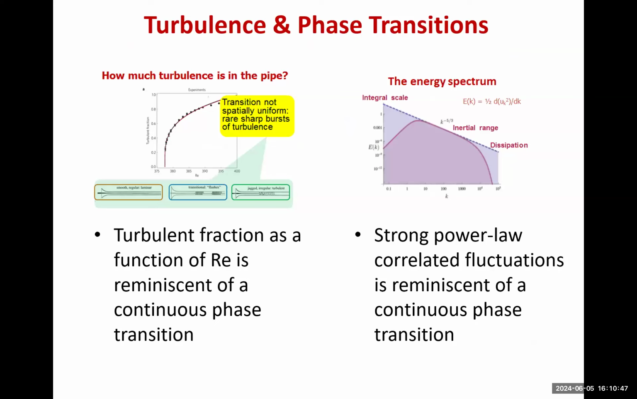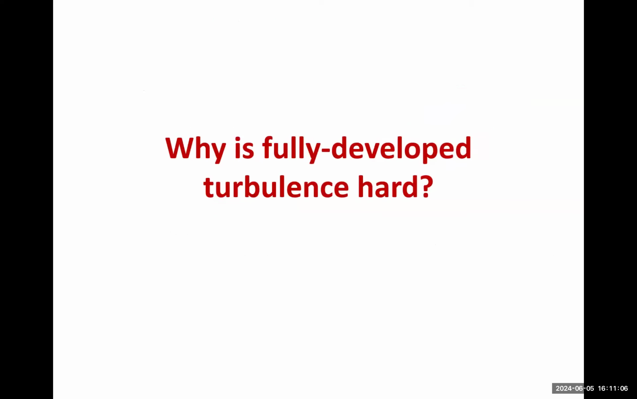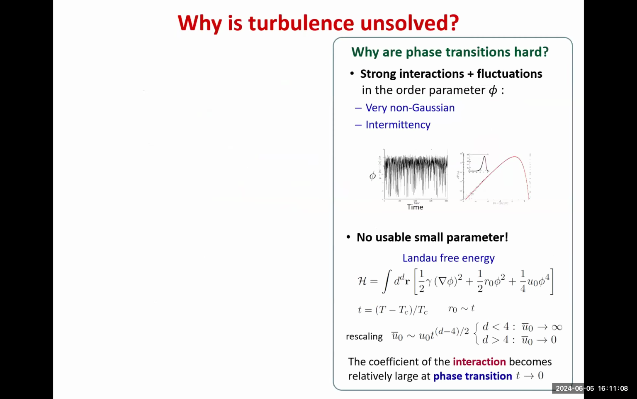Okay, so this looks like an order parameter, like the magnetization. This looks like the correlation function. So you might think there's a connection between the transition to turbulence and continuous phase transitions. You might think that, but let's see if it's true.